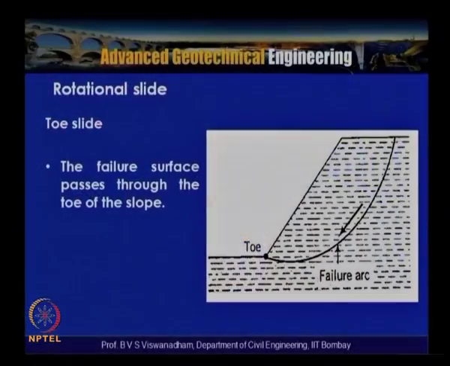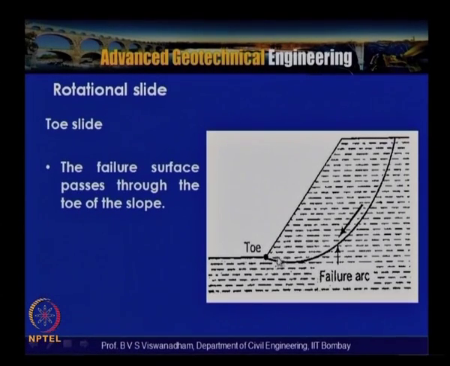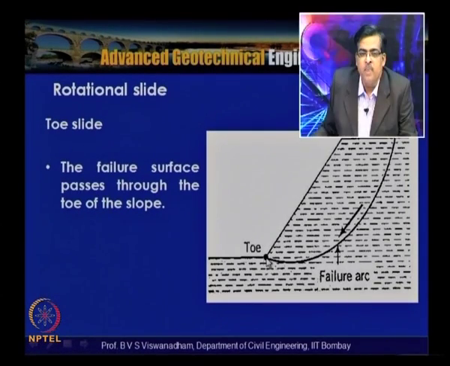And toe slide, basically the failure surface passes through the toe of the slope. So in this picture with the slide which is shown here, this is the failure surface, and the failure surface predominantly passes through the toe of a slope, and this is called the crest of the slope.